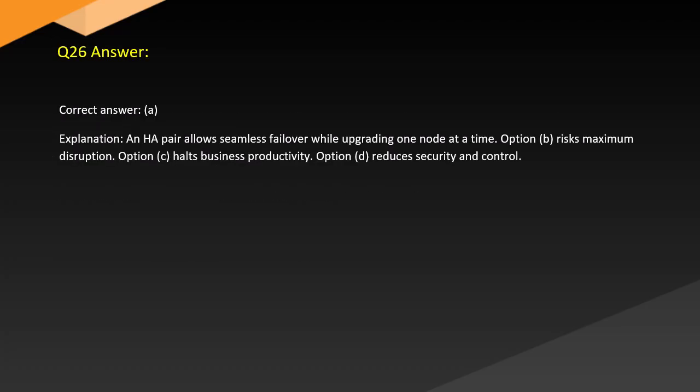Answer. Correct answer: A. Explanation: HA allows seamless failover while upgrading one node at a time. Option B risks maximum disruption. Option C halts business productivity. Option D reduces security and control.